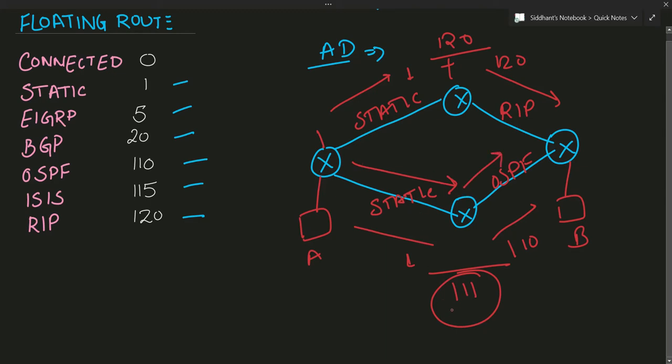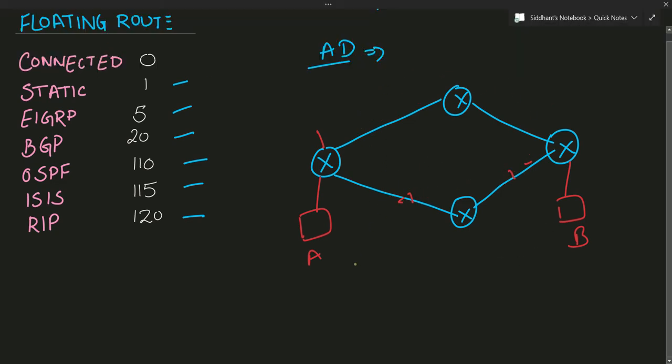This is how administrative distance works, and this is how a router decides a route. Whichever AD is the shortest, the router will show that in its routing table, and that will be used for routing. Now we are talking about floating routes. Let's remove all this static, BGP, ISIS, RIP, and configure some floating routes.